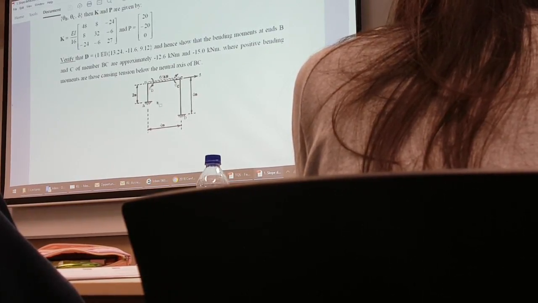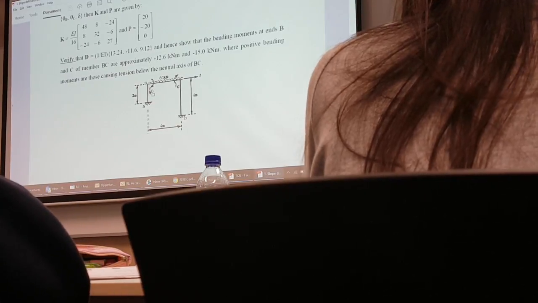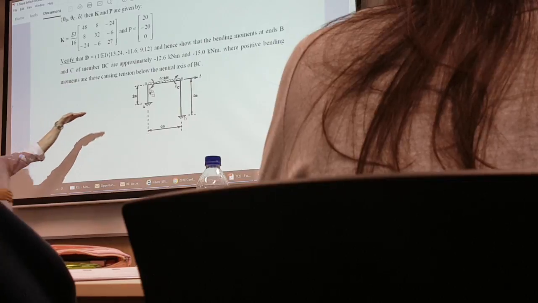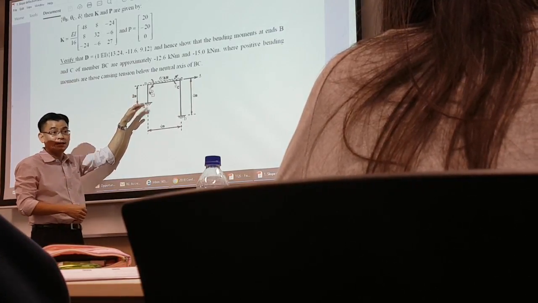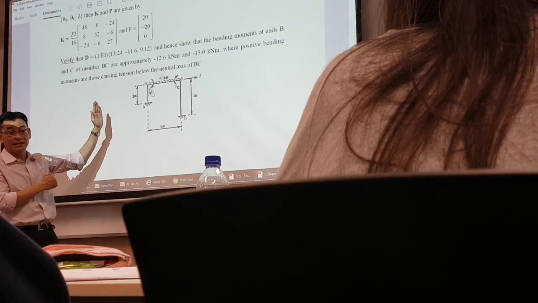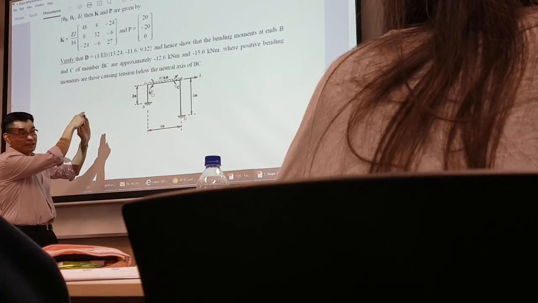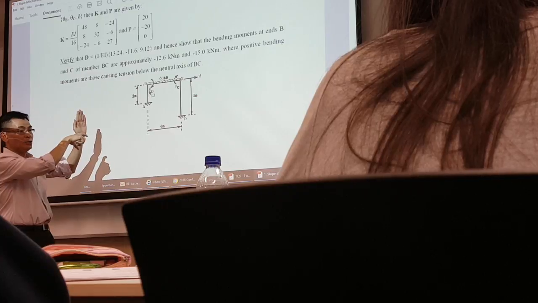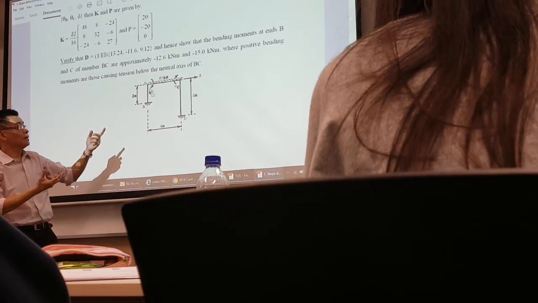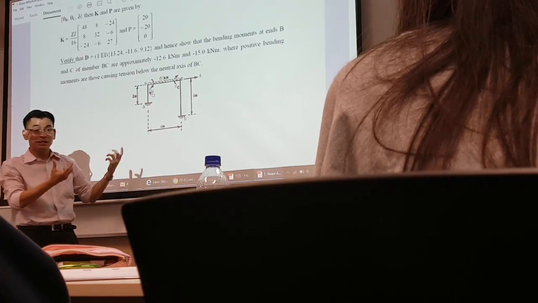Remember, for member AB, originally your member is 1, 2 here. So in order for you to map to AB, you have to orientate your convention to be vertical. So this is node 1, this is node 2. With that, you will know that the displacement is in this direction. So there's a delta belonging to member AB.